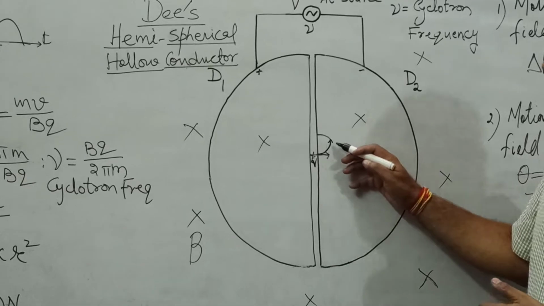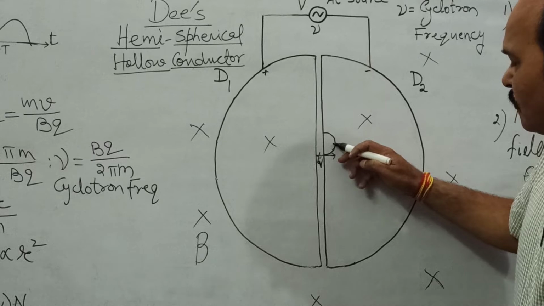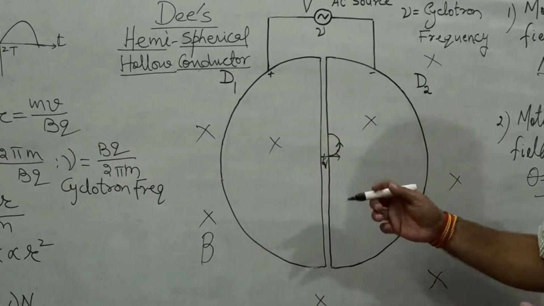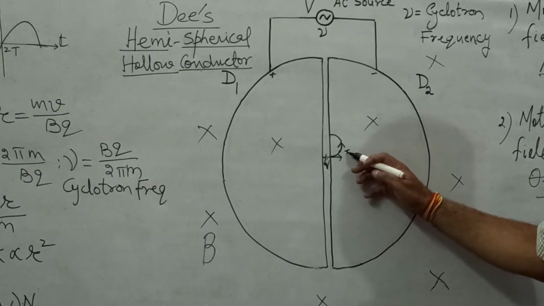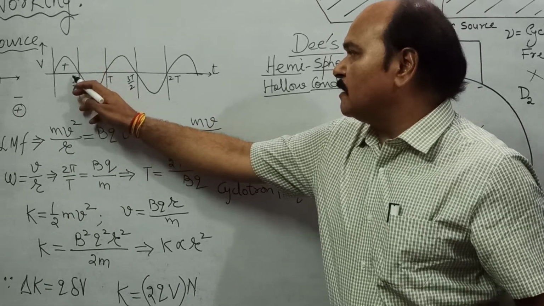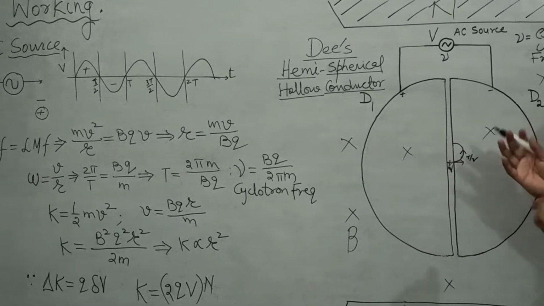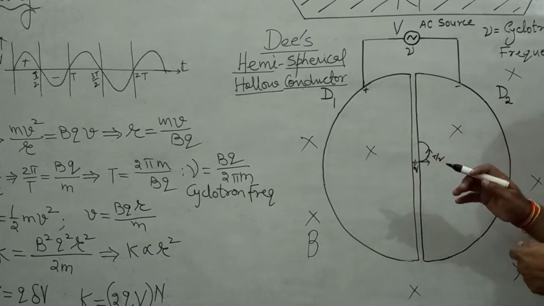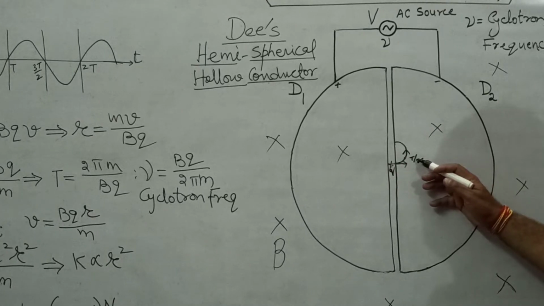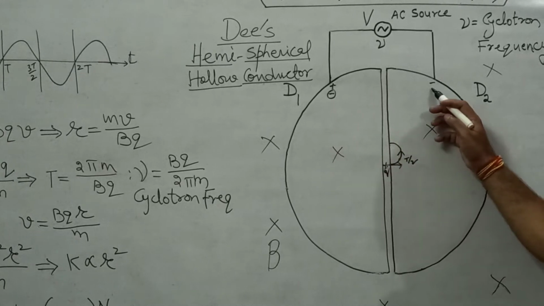And after moving on this semicircular path, when it reaches the edge of its own sphere, how much time goes past? The time which goes past is T by 2, half the time, the time of half the cycle. And we know after half the cycle the polarities of the spheres are reversed. So as the charged particle reaches from here to here in time T by 2, the polarities of these spheres are reversed. Now this sphere becomes negative and this sphere becomes positive.